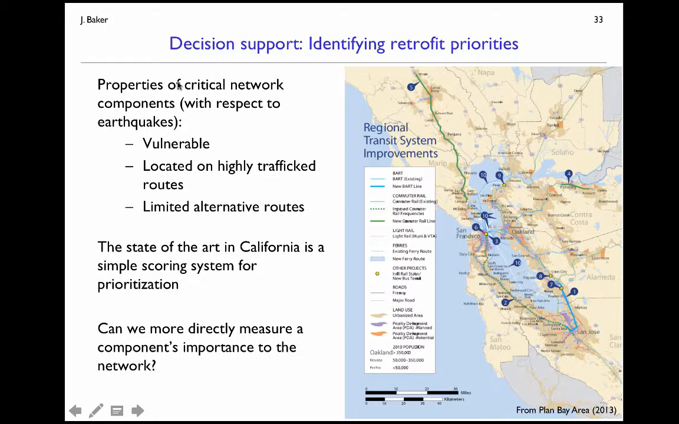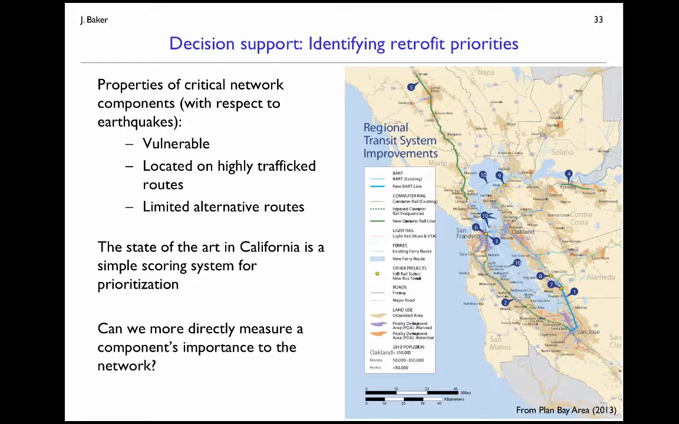qualitatively the things that are thought about are, we want to think about network components that are vulnerable. So decreasing that vulnerability is important. We also want to think about network components that are on highly trafficked routes. So it's the highly trafficked routes where there's the most importance of making sure that they're serviceable or usable after an earthquake. And situations where there's limited alternative routes would make a component more important if there's not going to be alternative routes anticipated to be available after an earthquake.